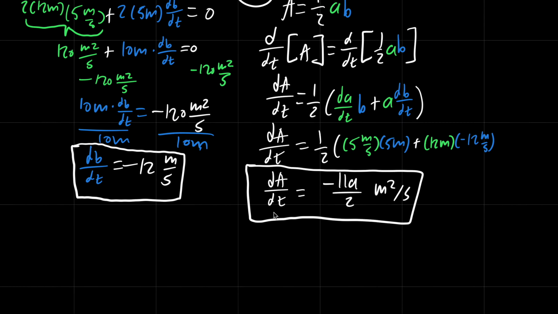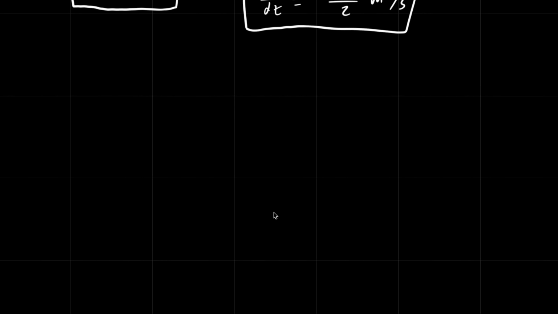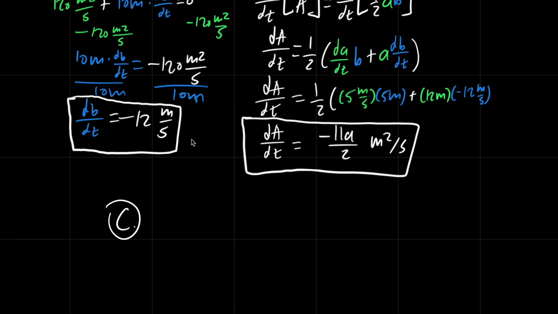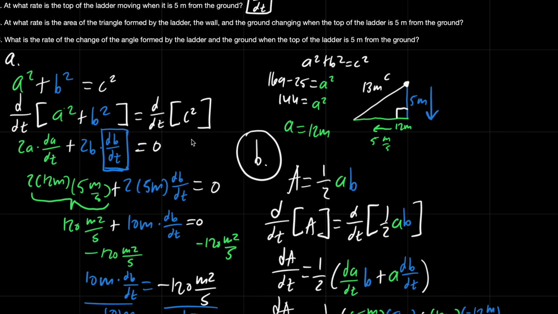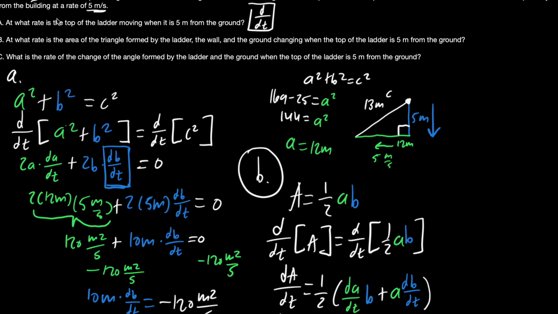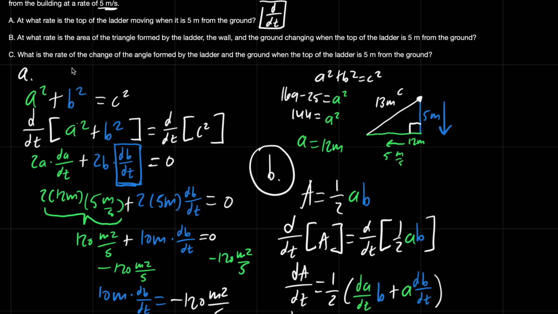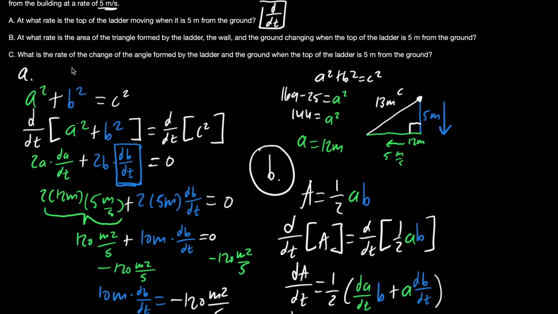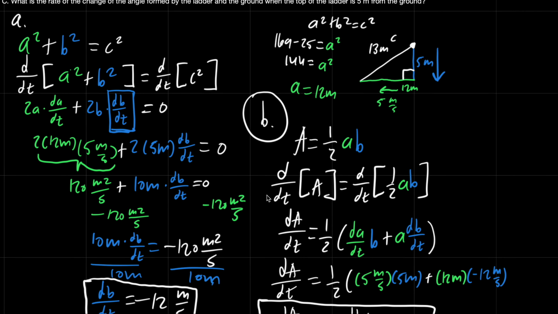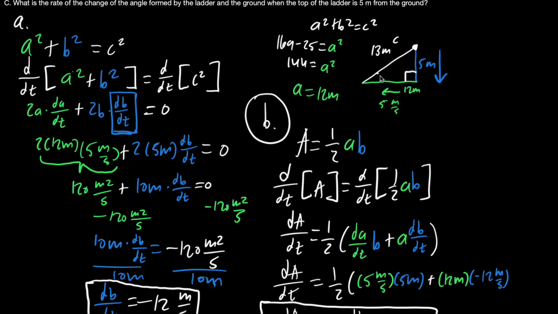Okay, final part. Let me scroll down for some space for part C. It might be a little annoying to scroll back up again, but we'll make it work. It's asking what the rate of change of the angle formed by the ladder and the ground is when the top of the ladder is 5 meters from the ground. So we'll denote this angle as theta. They want us to figure out what the rate of change of theta is.